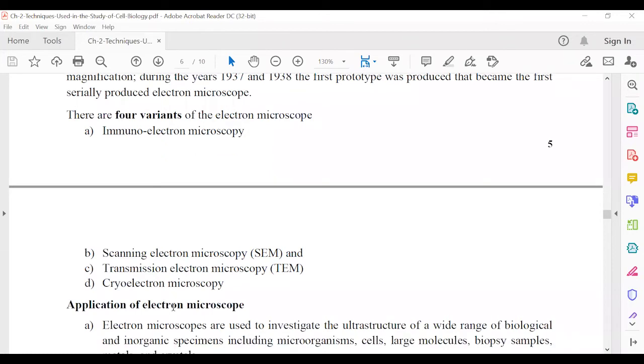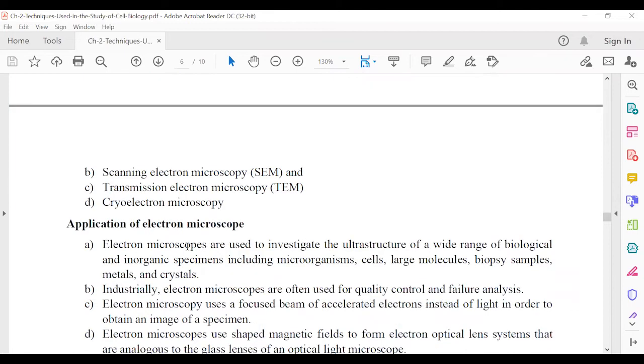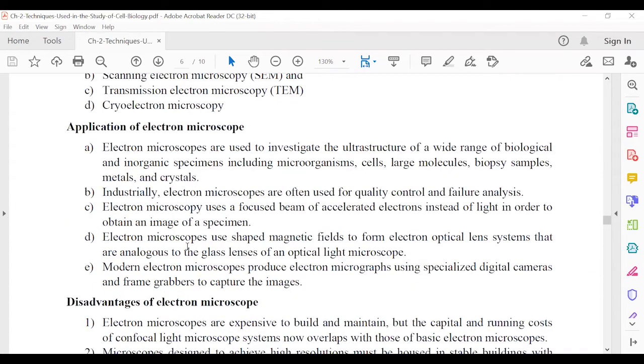Electron microscopy has 4 variants for the observation of different particles in different areas. Easily. Application of electron microscopy.